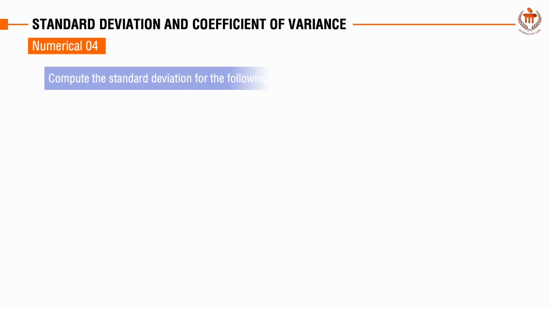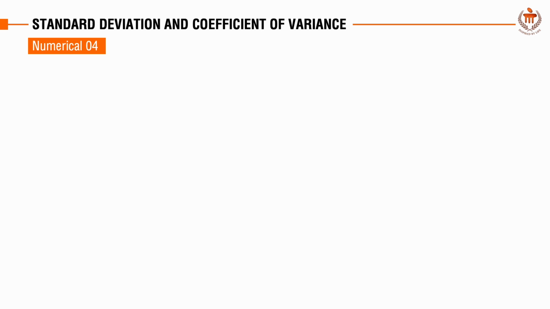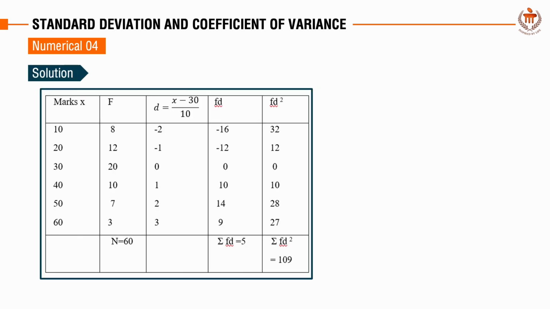Okay. So imagine this is the data given to us, and we want to find the standard deviation from the following data, where the marks of the students are given, and how many students got that mark, that is the frequency, is given to us. Okay, and now if you want to solve this question, here we just took one value called the assumed value, and let that assumed value be 30.